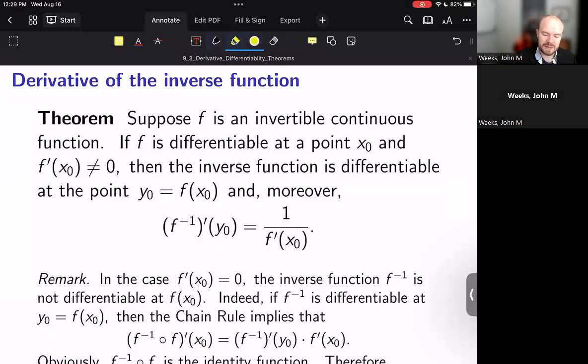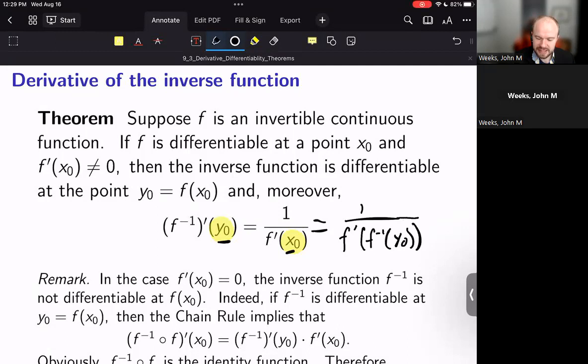Note this formula is sometimes not the one that is given to you in your calculus textbook. Notice here that we are saying the derivative of f inverse at the y value is 1 over f prime at the corresponding x value. So sometimes the way that this is written instead is 1 over f prime of f inverse of y naught. This is well defined because you have an invertible and hence bijective function.